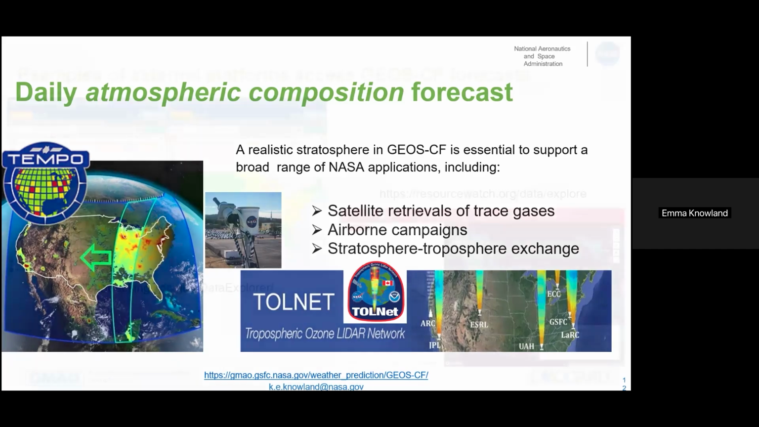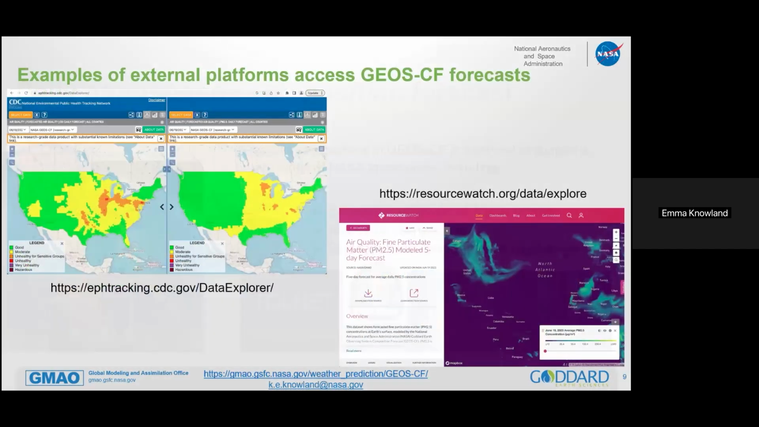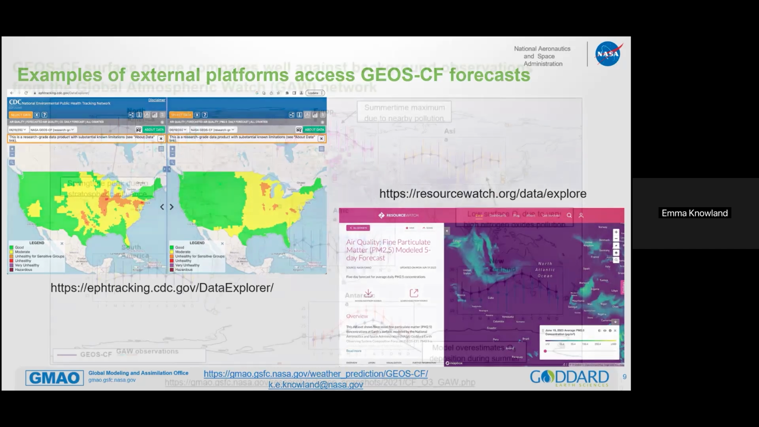But what we see is that GeoCF has been used to create many different value-added products because of its capabilities and its public access. Here are 2 examples of it being used on non-NASA platforms. On the left-hand side is the Center for Disease Control in the US, which uses GeoCF to show daily air quality index values. We've also had a long-standing relationship with WRI. They were one of the first to create a value-added product based on GeoCF, and they shared daily global forecast maps.